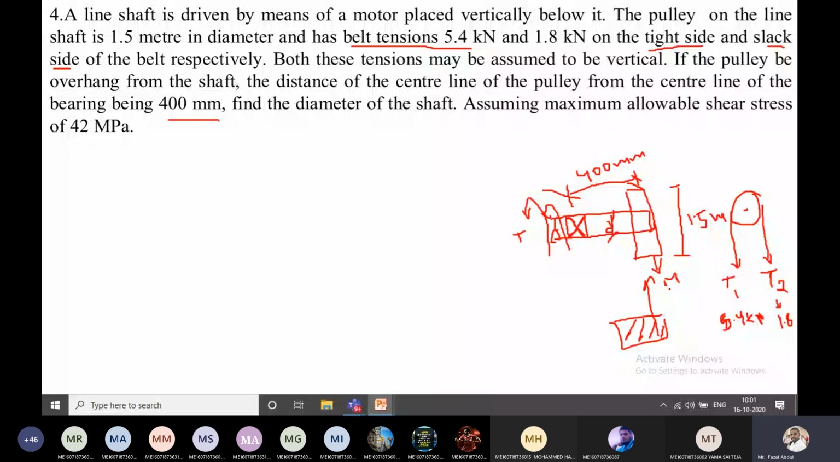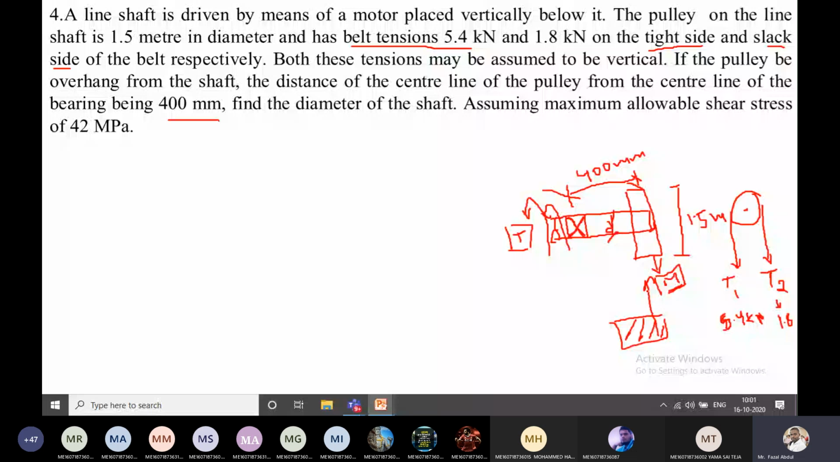Okay, we identified that. Now the question is which equation we need to apply here. For the combination of bending moment and torque, we have two equations: one is according to the maximum principal stress theory, another is according to the maximum principal shear stress theory. Between these two equations, which is suitable for this question? See the data: assuming the maximum allowable shear stress. So based on this statement, the second theory we can use here. What is the second theory?